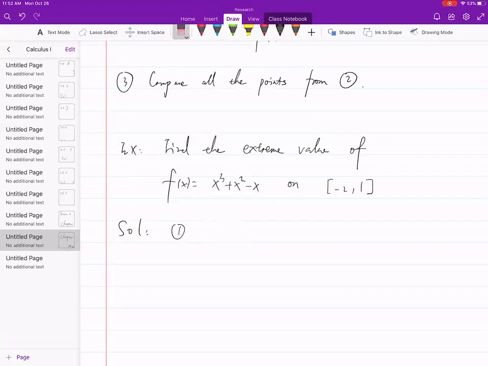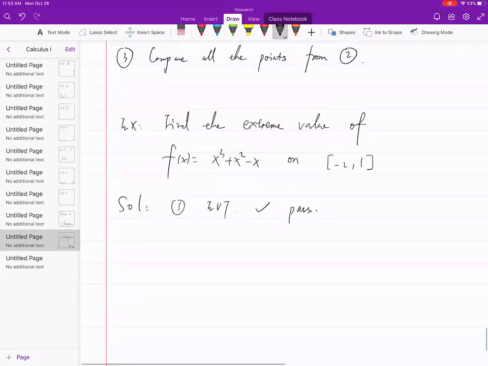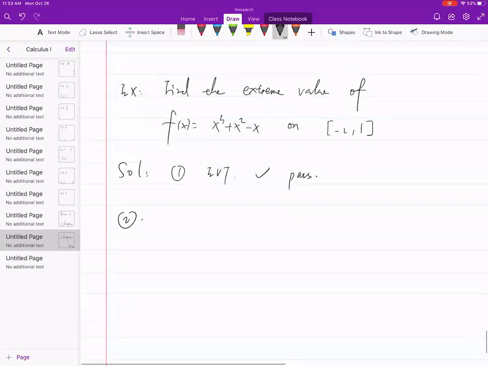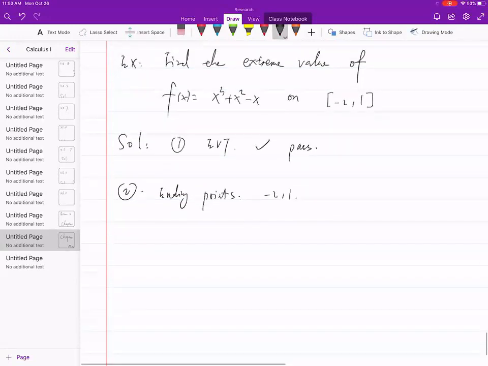Number 1, check. Is this one continuous? Yes. Is it a closed interval? Yes, check. This one passes. Endpoints: well, -2, 1. Critical points: we need to check f prime of x.